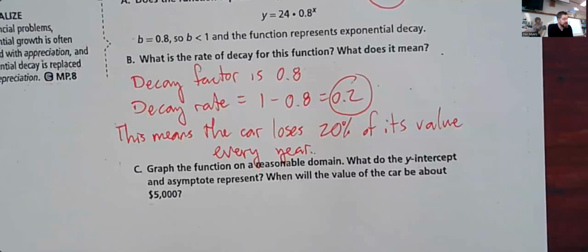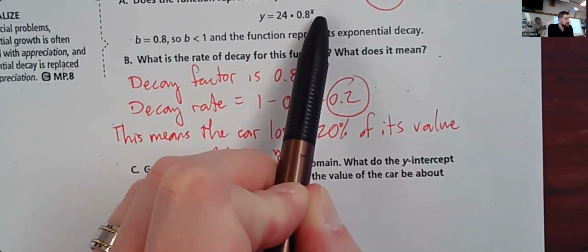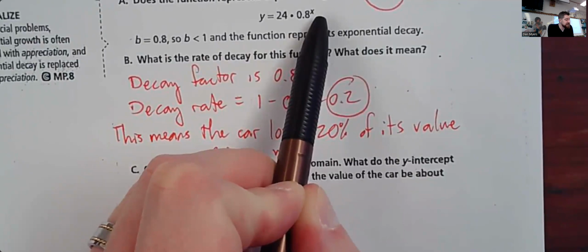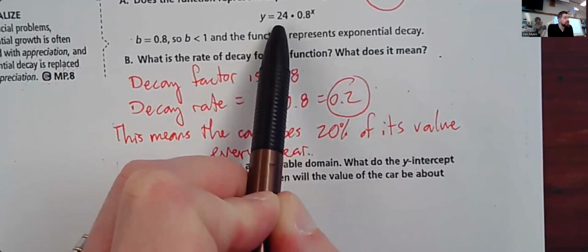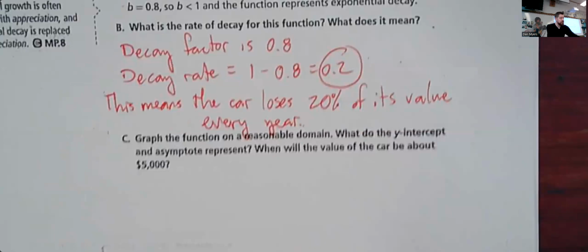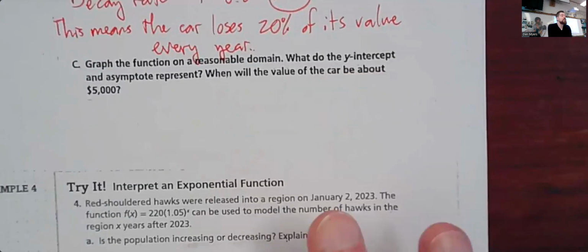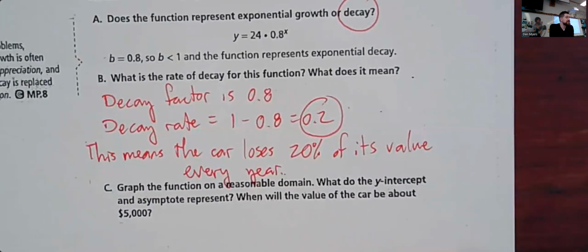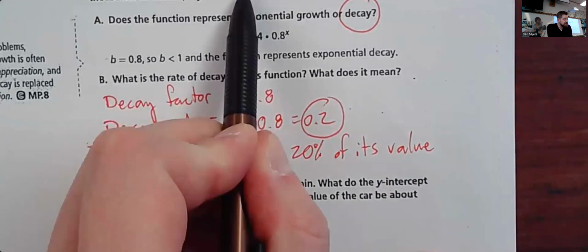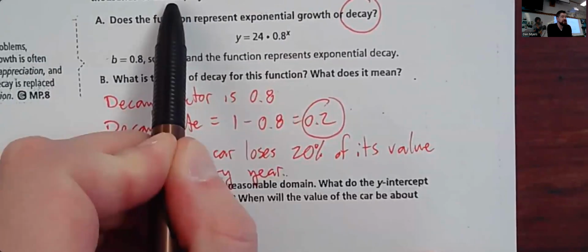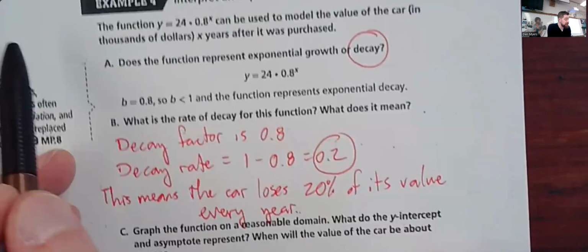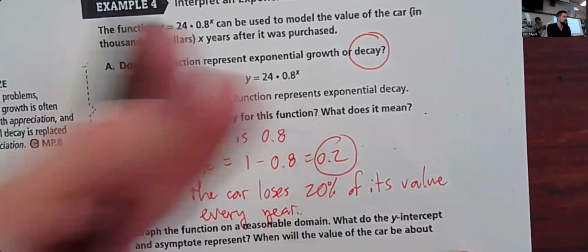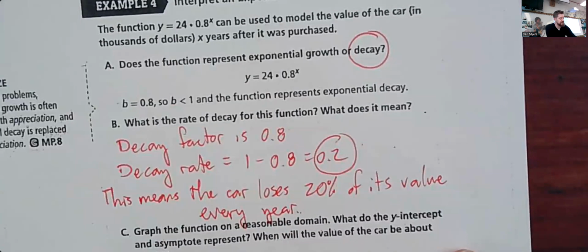By the way, if we plug in 0 for x, what is the y-intercept going to be? 24. Okay. So what does the y-intercept represent? Okay. In terms of the actual problem, though, what does that represent? The initial value, which is what? $24,000. Yeah. Because it says it can be used to model the value of the car in thousands of dollars. So if x equals 0, y equals 24, which represents the purchase price of $24,000. So the car was a $24,000 car.